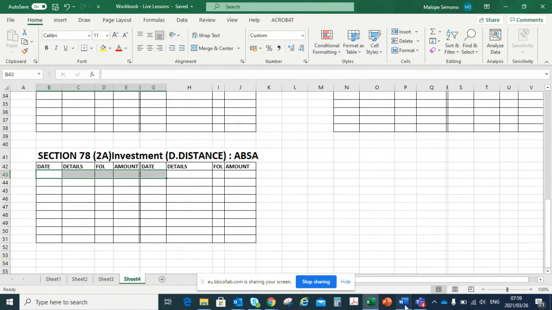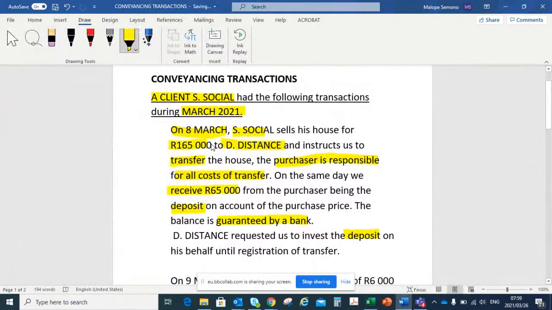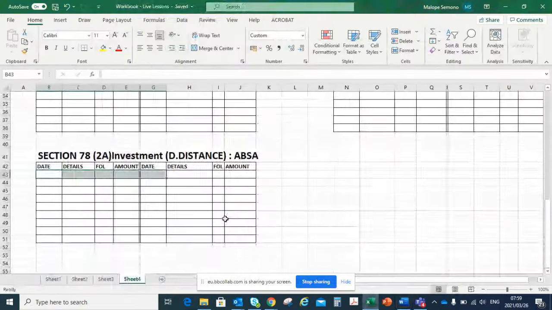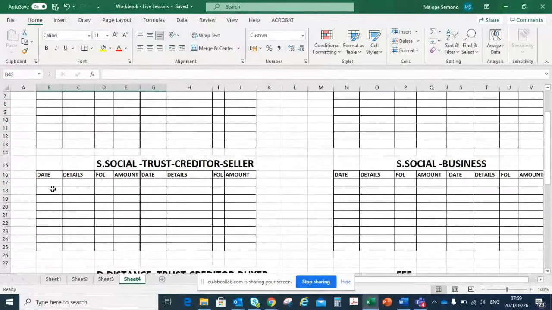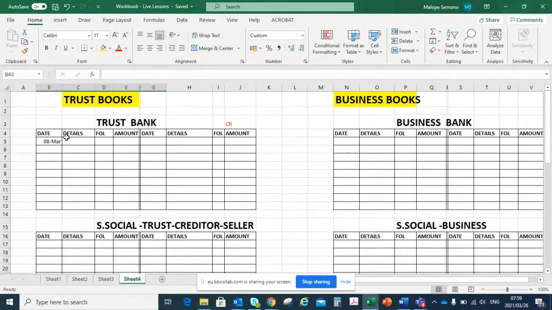Now if we go back to the information, on the 8th we sold the house, but we didn't receive this 165,000. We only received 65,000 as a deposit. So we must go to the trust bank account to show that we received that 65,000. We received it on the 8th. Remember, if I receive money in the trust bank account, I must always put it on the debit side. This amount was received from D Distance. Okay, we received the money from D Distance.